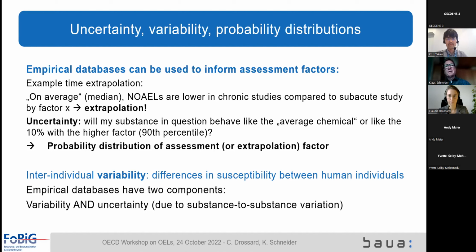And with intraspecies extrapolation, there comes a further dimension into that. And this is inter-individual variability. So this is a real biologically founded variability and susceptibility between individuals. And this is not uncertainty. But when we are exploring this with existing data, then again, also substance to substance variation, meaning uncertainty, is to be considered. I will spend some time of my slides to that point.